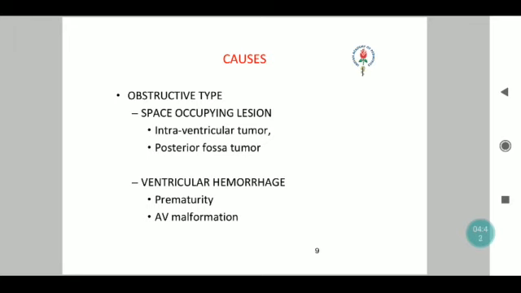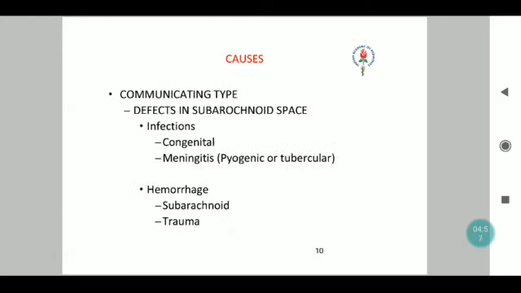Now the causes of the obstructive type can also be because of a space occupying lesion like an intraventricular tumor or a posterior fossa tumor. And ventricular hemorrhage can be because of prematurity in the neonatal time or because of an arteriovenous malformation.